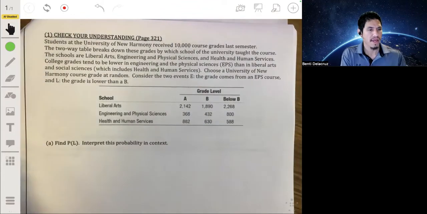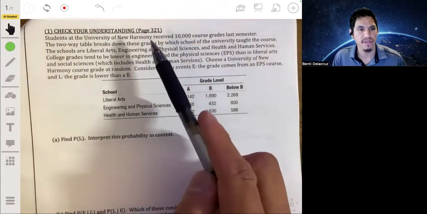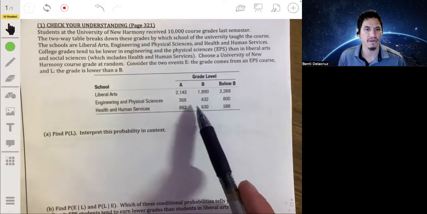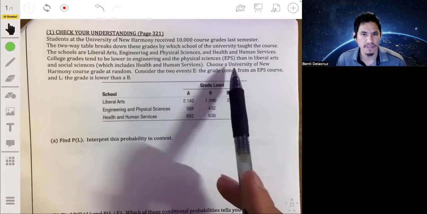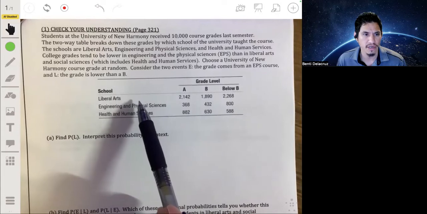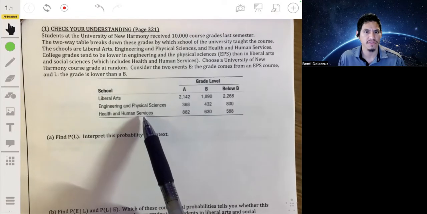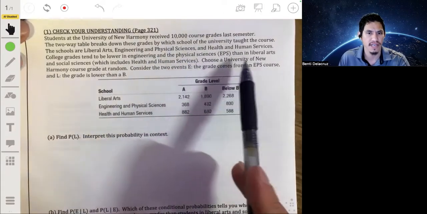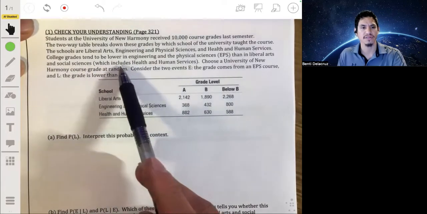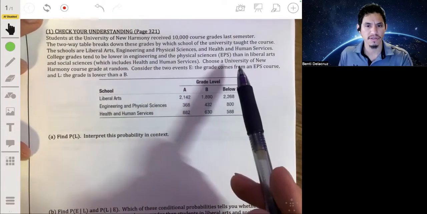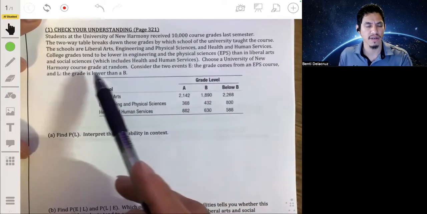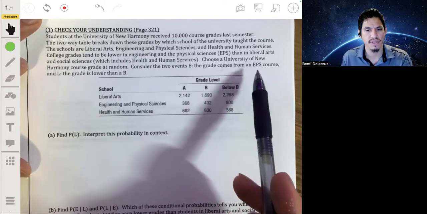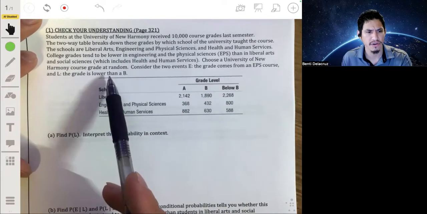All right, so here we have students at the University of New Harmony. They received 10,000 course grades last semester. This two-way table breaks down the grades by the school of the university that taught the course: liberal arts, engineering and physical sciences, and health and human services. It says that college grades tend to be lower in engineering and the physical sciences than in the liberal arts and social sciences. We're going to choose a University of New Harmony course grade at random, and consider two events. Event E is that the grade comes from an EPS course, and L is that the grade is lower than a B.